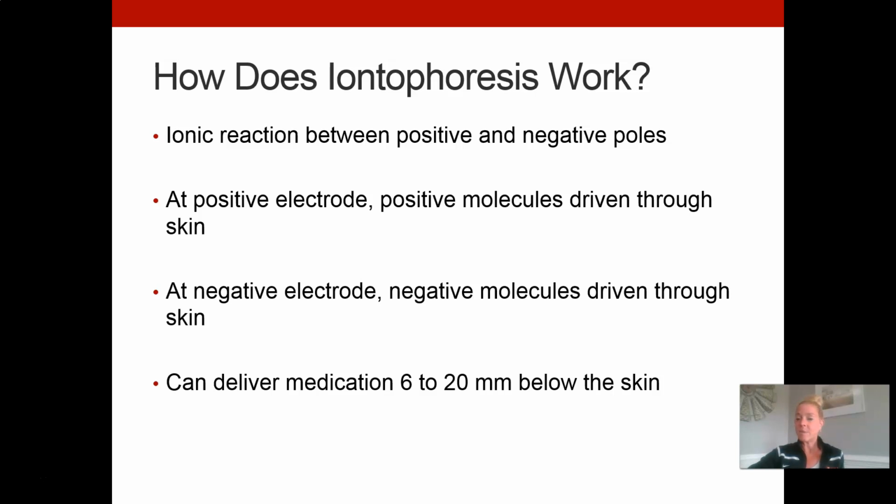So same thing, we'll talk about different medication types. We do use certain medications because we know they have known charges, and then we just match up the electrodes to them so that we have like charges paired together and they'll repel. The medication is then pushed through the skin. With Ionto, we can deliver medication from 6 to 20 millimeters below the skin, which isn't actually very deep, but then diffusion will sort of take it the rest of the way.